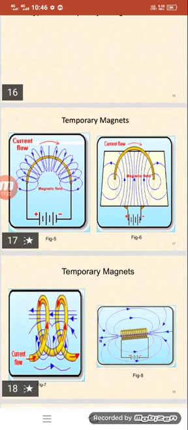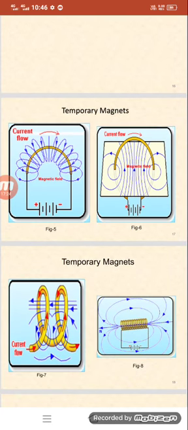In figure 7 we have a solenoidal arrangement of the conductor. To that conductor also we give electric current. Because of the flow of electric current through the solenoidal shape of the conductor, it produces a magnetic field surrounding that conductor. That's why it also acts as a temporary magnet, as one magnet.